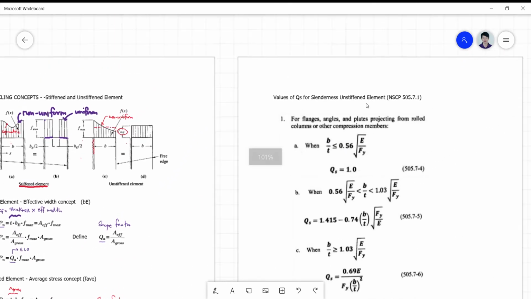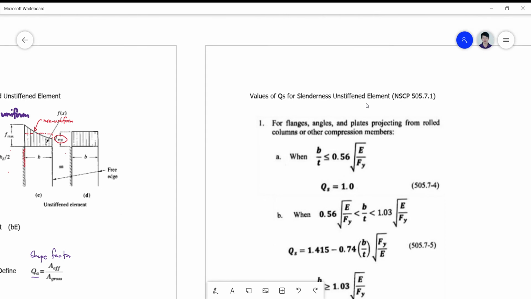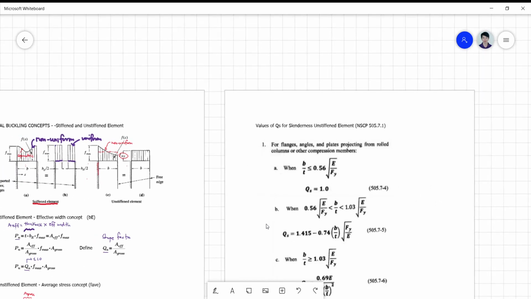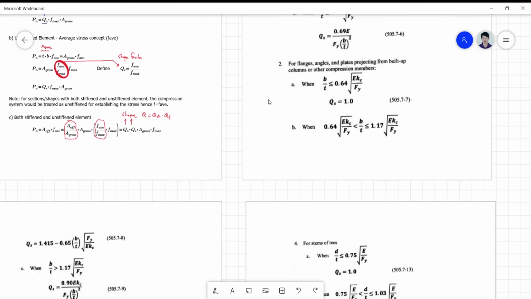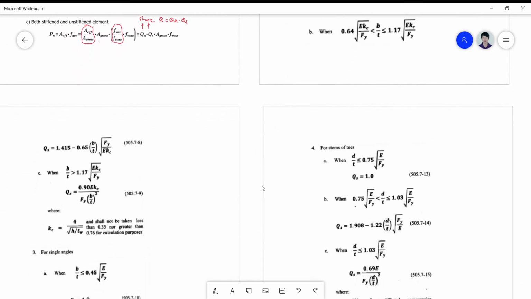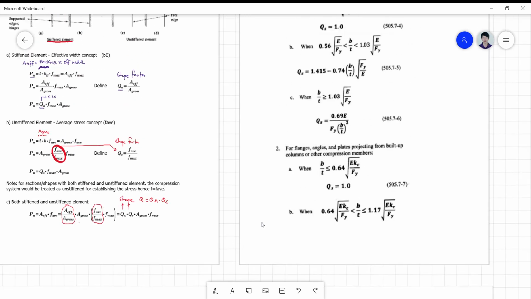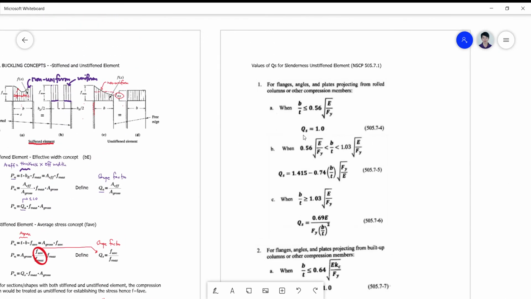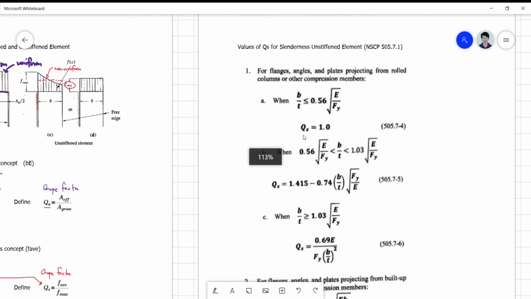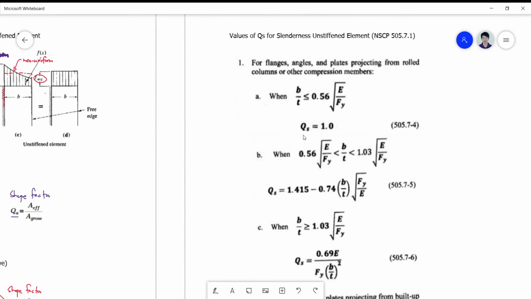For the values of QS for slenderness of unstiffened elements, we refer to NSCP 505.7.1 or simply your AISC reference with this formula. There are actually four cases involved, depending on the type of unstiffened element that you are going to compute. Later on we will be solving problems concerning this.